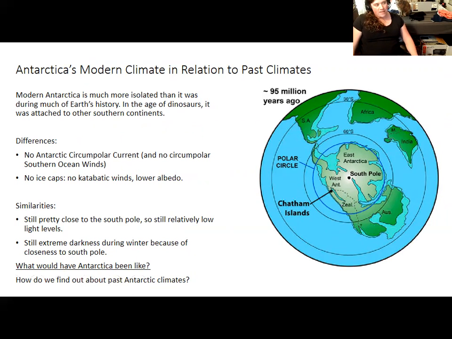And think about what this would have meant for Antarctica during the dinosaur age. There would have been no Antarctic circumpolar current. The current would not have gone all the way around Australia, if that's what you're wondering.